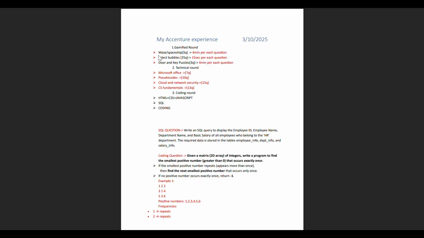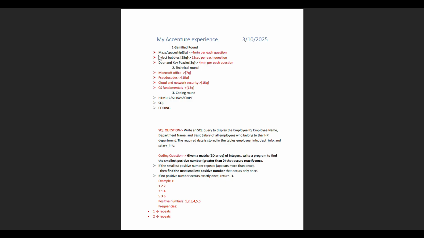So let's move to the technical round. This is where most people focus. But I had invested a lot of time on learning Microsoft Office, like remembering the PowerPoint shortcuts and document shortcuts and Excel formulas. But don't do that.